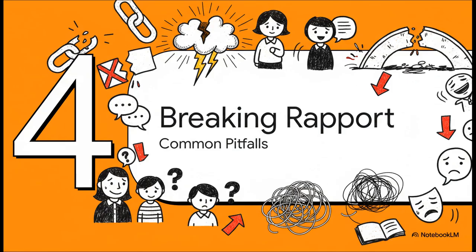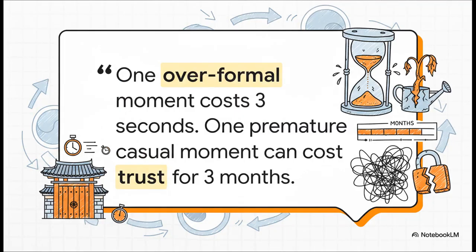Now, let's look at the flip side of this coin. We've talked about what to do, so now let's focus on what not to do. These are the common pitfalls that can create social friction and honestly, just break rapport really fast. This quote from the source material is so powerful because it perfectly captures the stakes here. Being a little too formal, it's a minor, maybe 3-second awkward moment, and then it's over. But dropping the formality too early, that can be seen as really disrespectful, and it can take months to rebuild that trust you just lost. It's a risk that is just not worth taking.